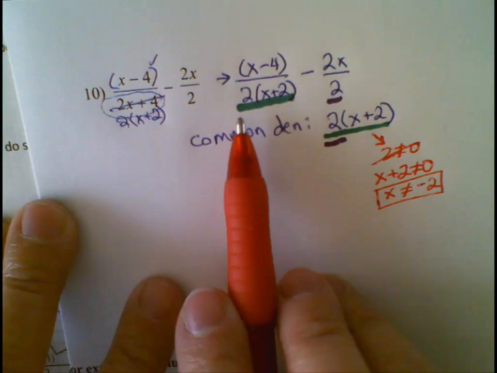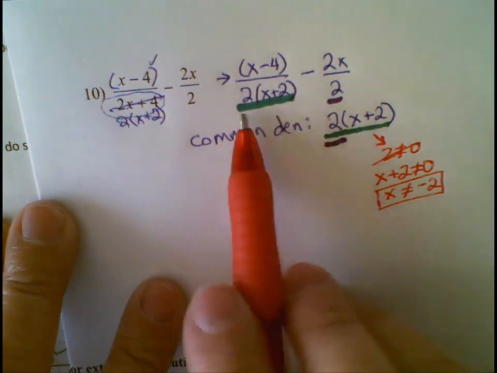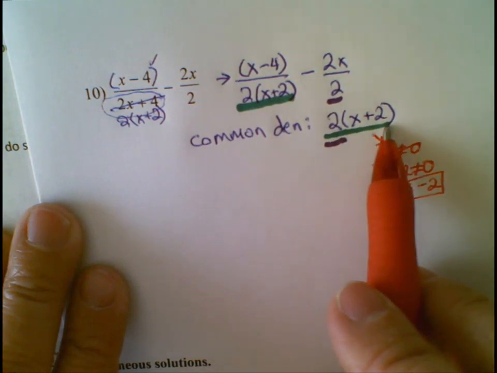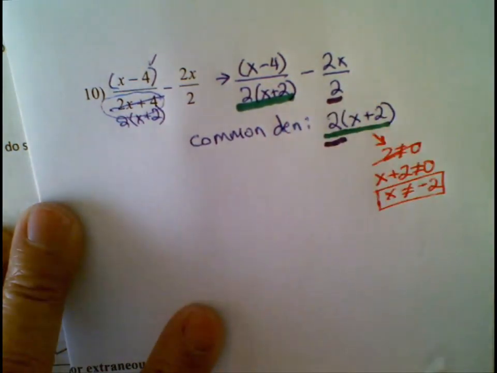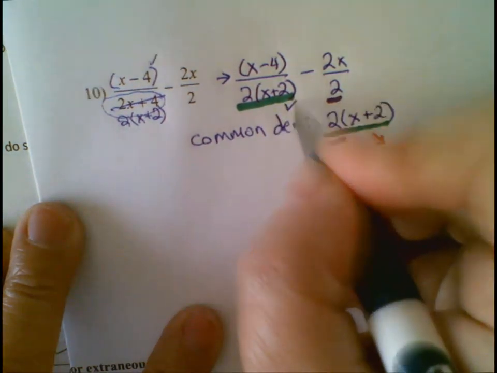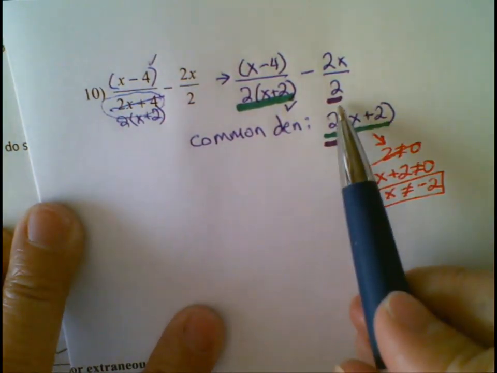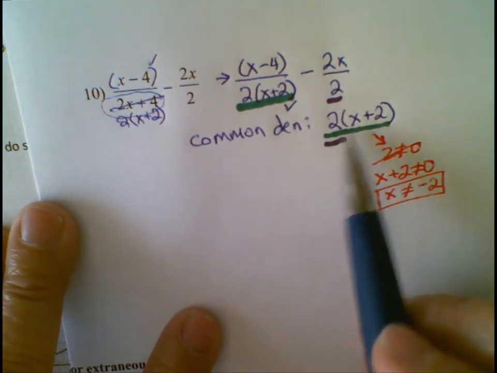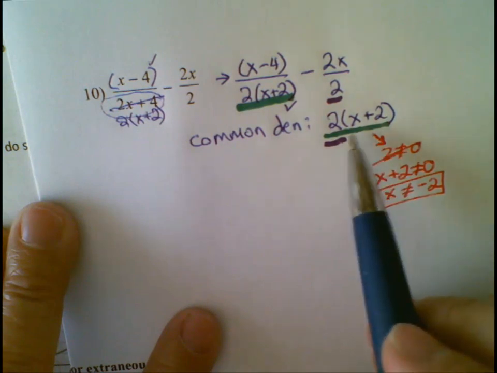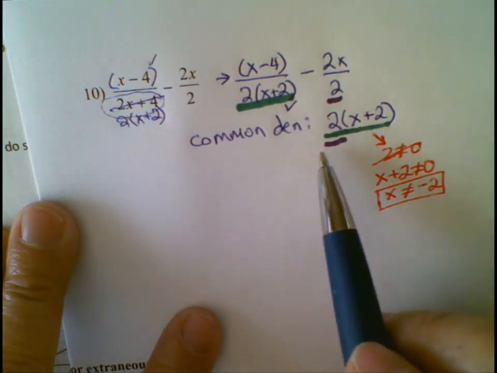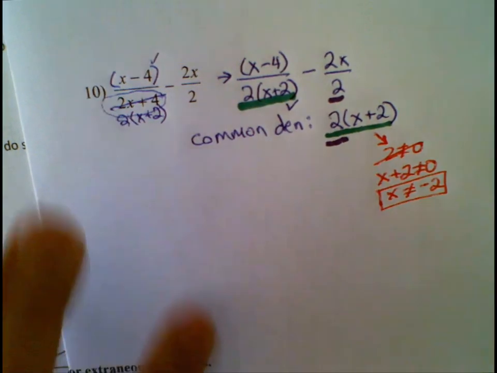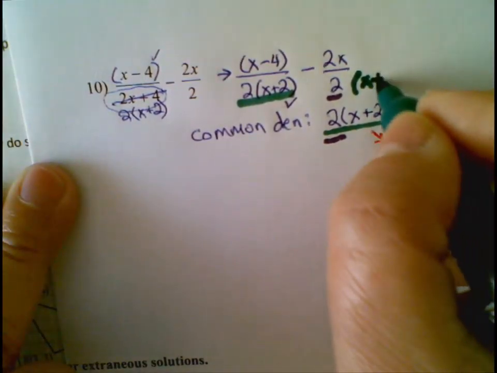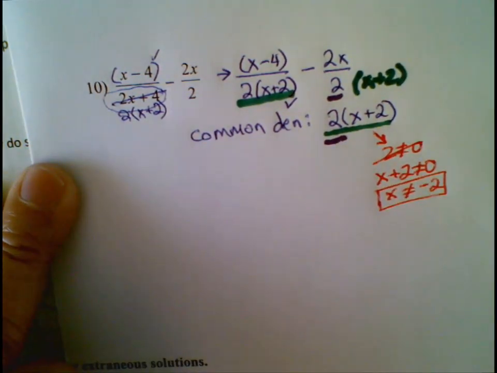So I look at my first fraction, and this denominator, 2 times x plus 2, is exactly equal to 2 times x plus 2 here in the common denominator. So this one is fine. I don't have to do anything to that. But if I look at this second denominator, I just have a 2. I need to have a 2 times x plus 2. So I'm missing something there. I'm missing that other x plus 2. So I'm going to put that in here. I have to multiply it. It's x plus 2, like so.